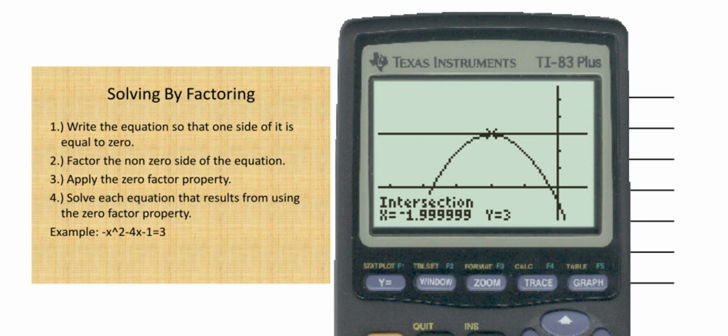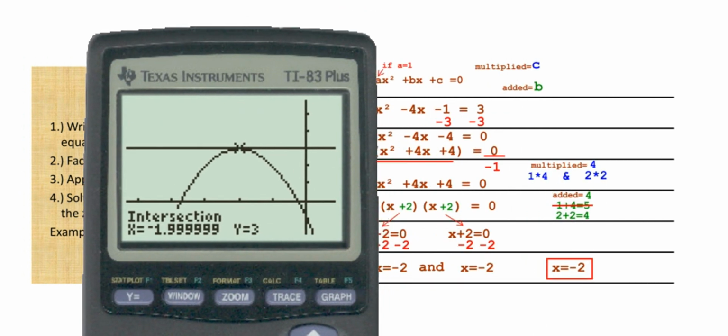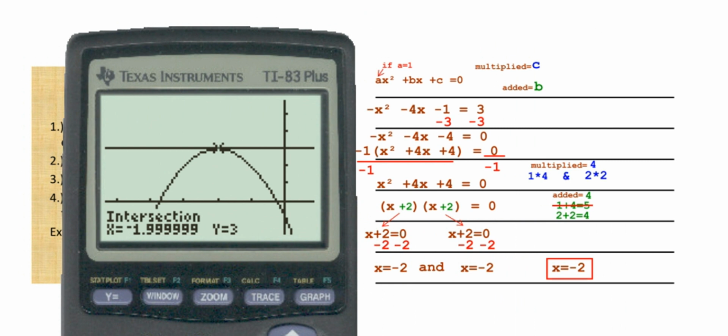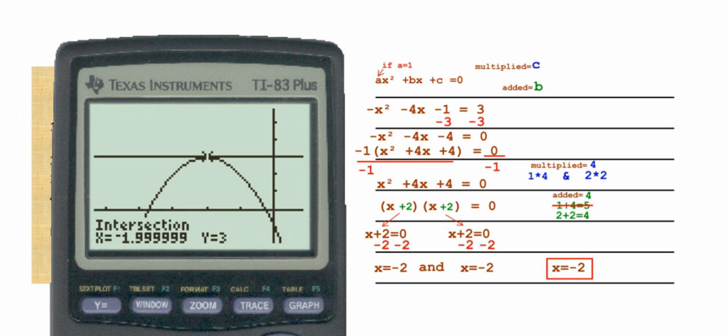In this case, we're looking for the x value. The y value is not critical in this case because we were looking for the x value, right? The x value is negative 2. We got negative 1.999, which is pretty much negative 2. So there it is. We verified with our calculator that it actually works. We calculated the intersection point. And we also got a chance to see where the intersection point is. It intersects once, hence the reason why we only got one solution.